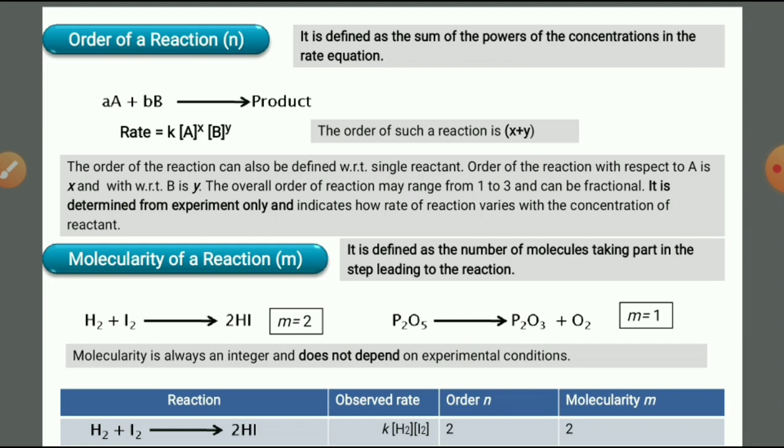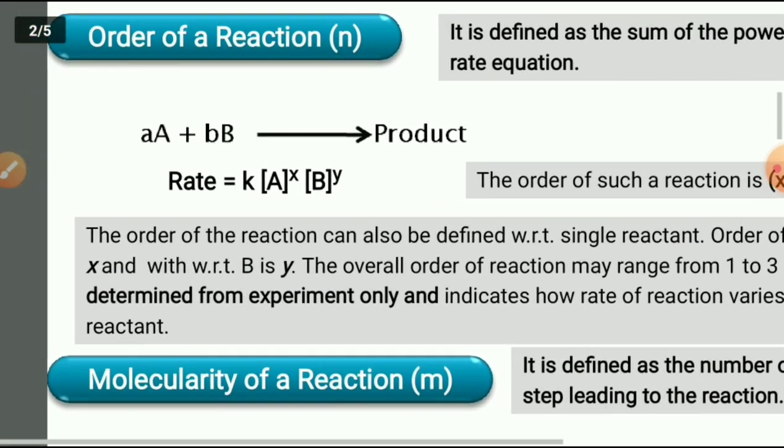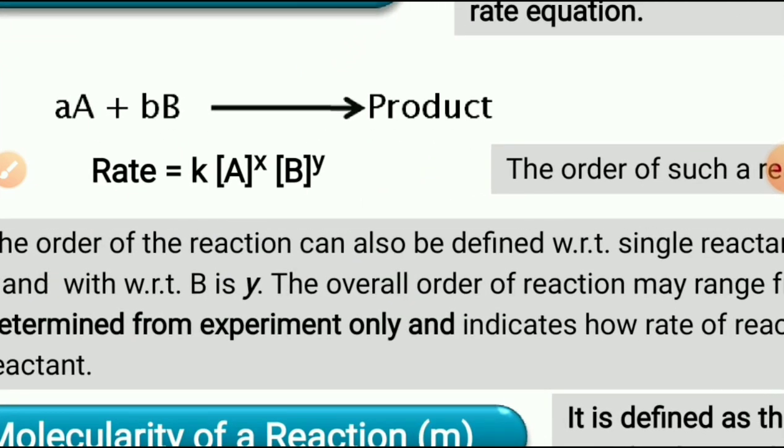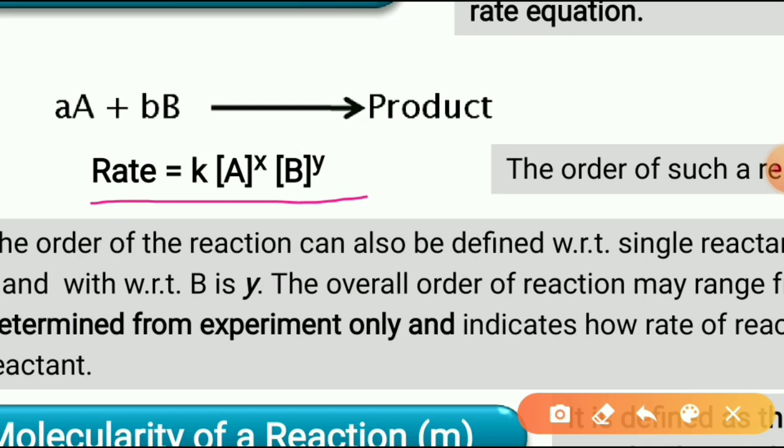Suppose we have a reaction in which the two reactants A and B react with each other to give the product. After applying the law of mass action to this reaction, we will get such a type of rate equation. Here, the rate equals k, the rate constant, into molar concentration of A to the power x, and into molar concentration of B raised to y.